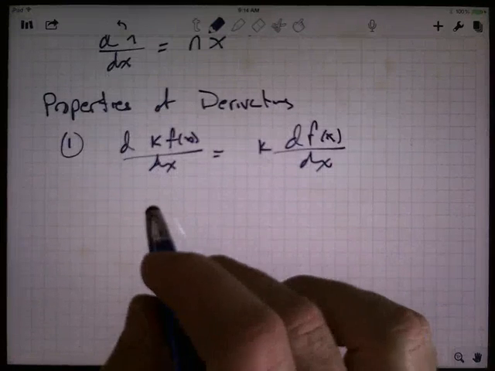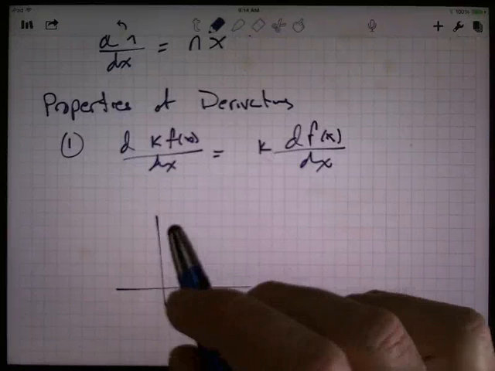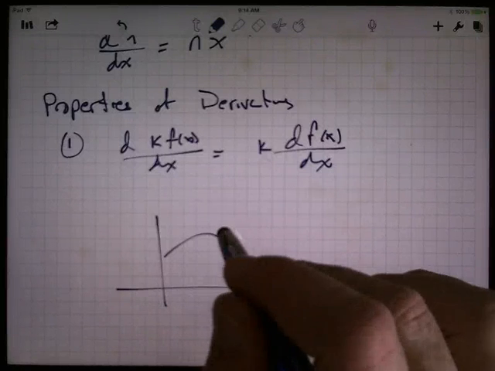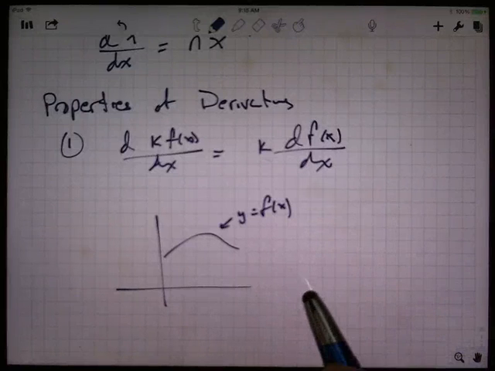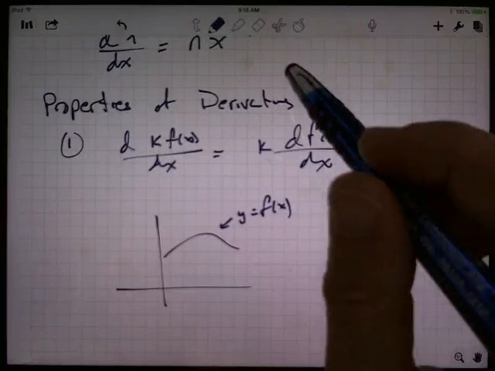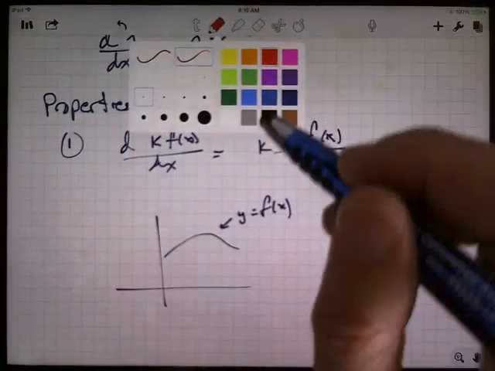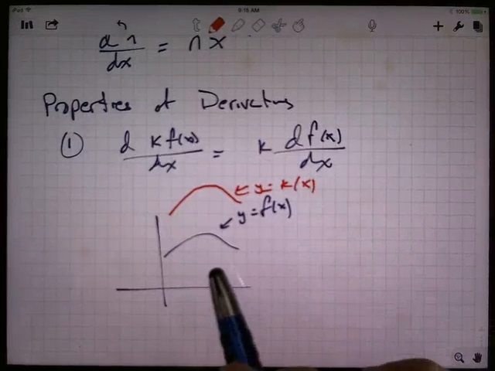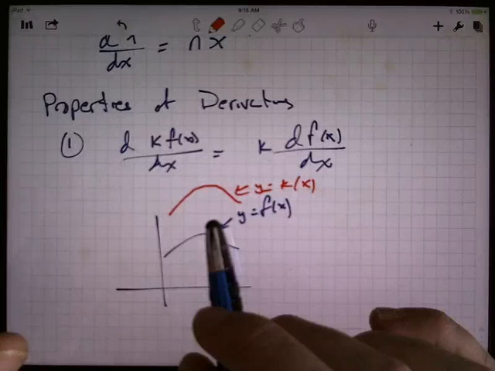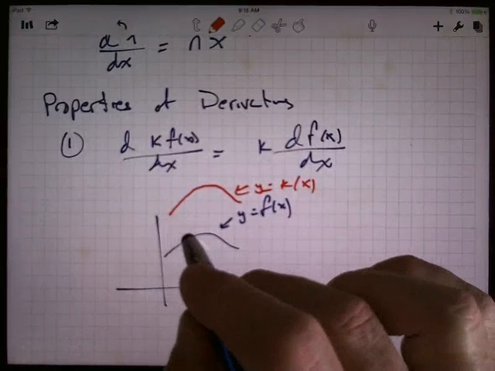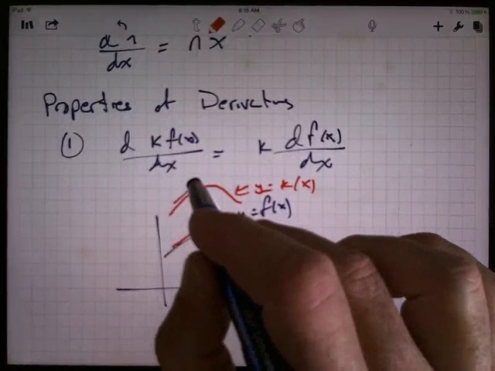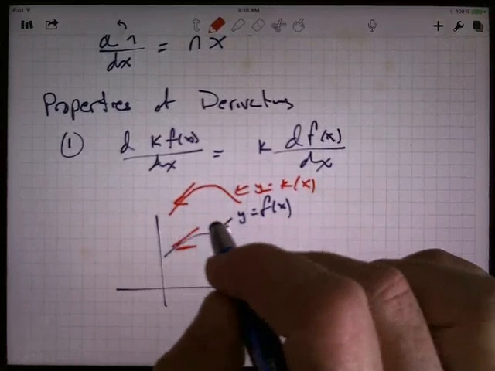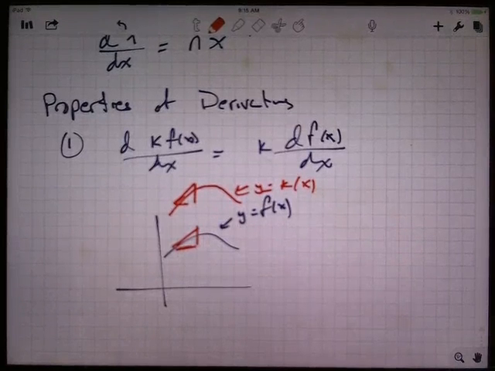Think about this graphically. If I've got the graph of a function, so this is y equals f of x, and then I think about what is the graph of y equals k times f of x. What does multiplying the function by a constant do? Well, multiplying the function by a constant scales the function up by a factor of k. It doesn't change anything horizontally, it just changes it vertically. So if I'm thinking in terms of slopes, I haven't changed any runs. I haven't changed anything in the x direction. I've only multiplied the y value by a factor of k.